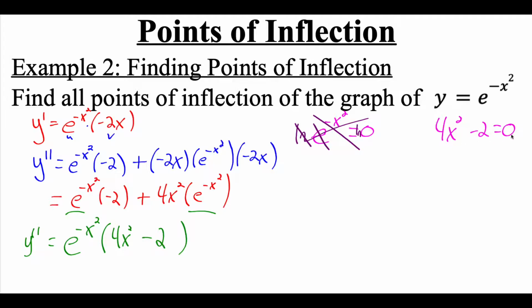I'm going to add the 2 over to the right-hand side. So we get 4x squared equals 2. I'm going to divide the 4 over, and I'm going to reduce my fraction, so I get a half. And then I want to square root both sides, so I get an x value of plus or minus the square root of 1/2.